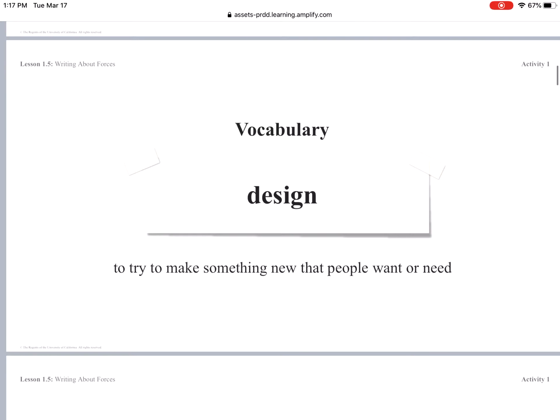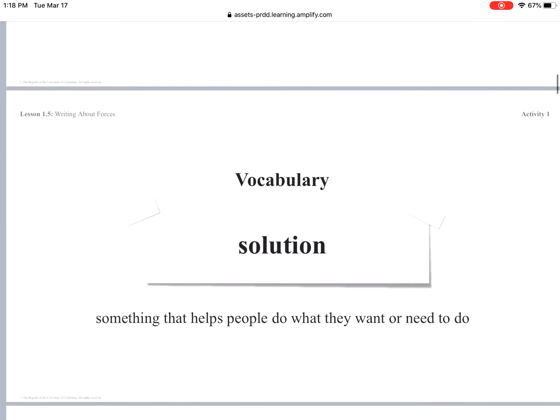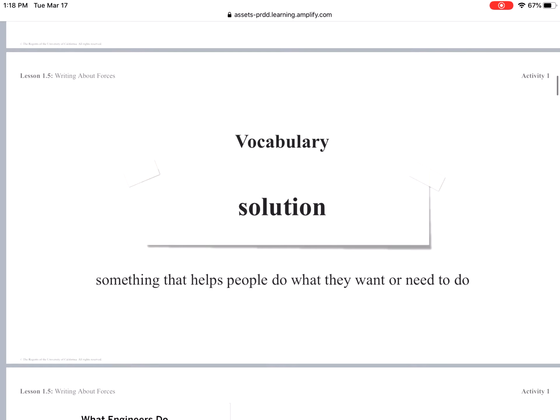Vocabulary. So this is your vocabulary. The word is design. So write this down where you have been writing your vocabulary words. Design is to try to make something new that people want or need. So write this down. This PowerPoint I'm going to send to your parents so you can look at it again. It's also in the video, so you have it in two places, okay? Another vocabulary is solution. Solution is something that helps people do what they want or need to do.